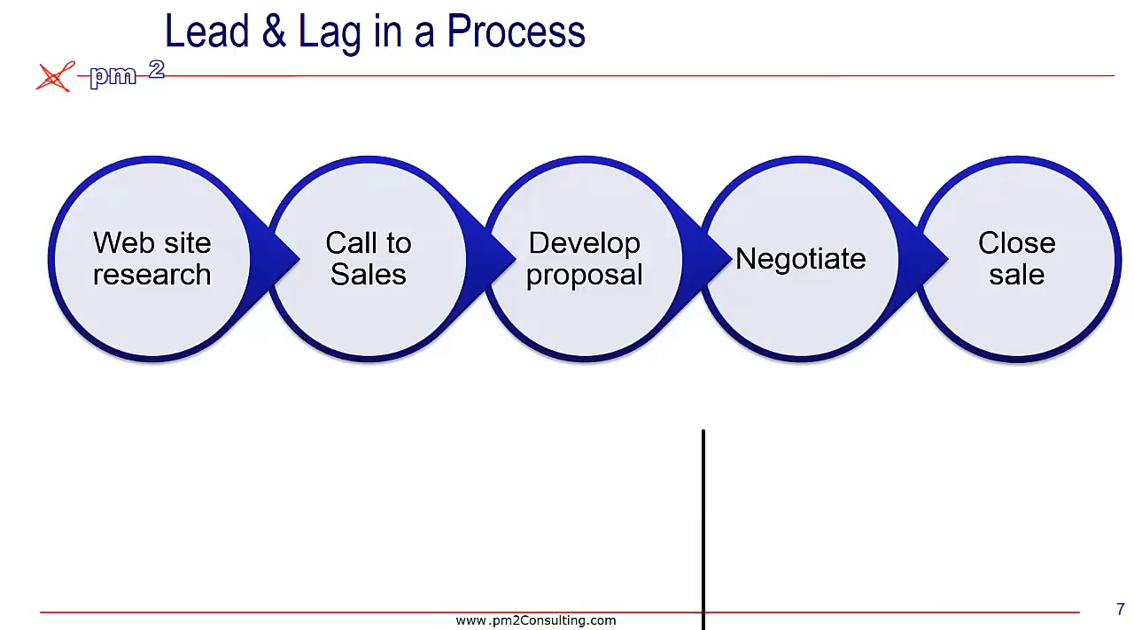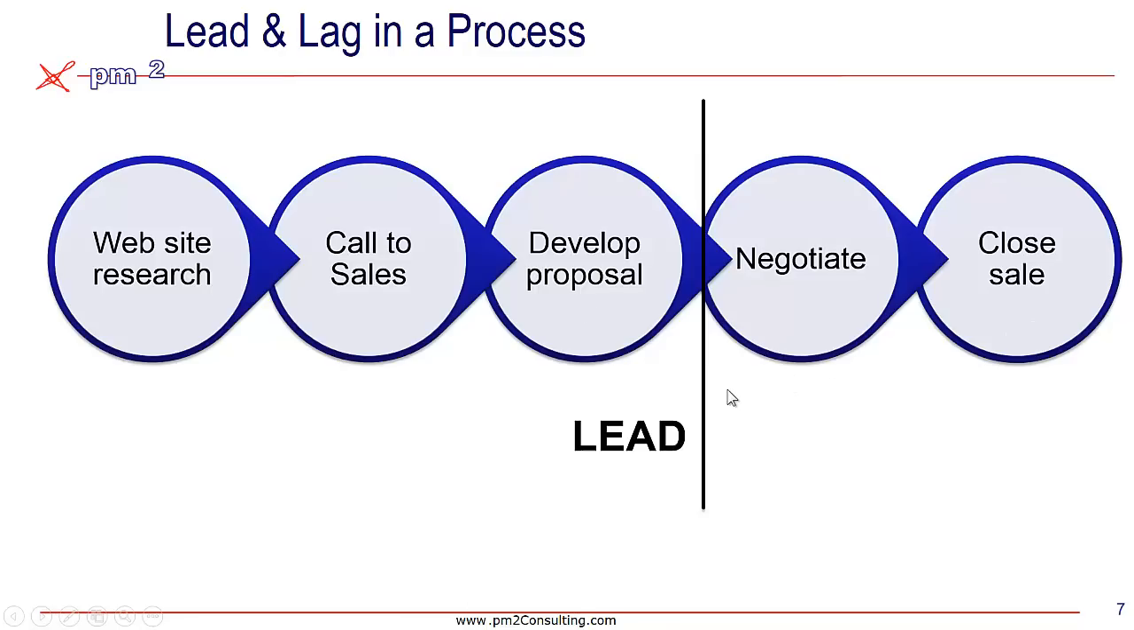Now, depending where we look at it, if we wanted to, for example, measure the likelihood of closing a sale, lead measures are going to be things like the research, the call that they put into sales, and the number of calls we put into sales are somewhat of a predictor of how many sales we're going to close. And, for example, developing a proposal is a better lead indicator for closing the sale.